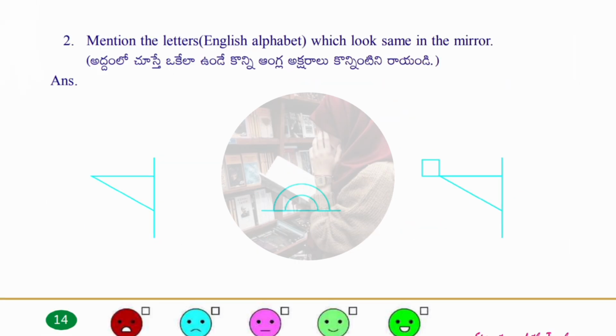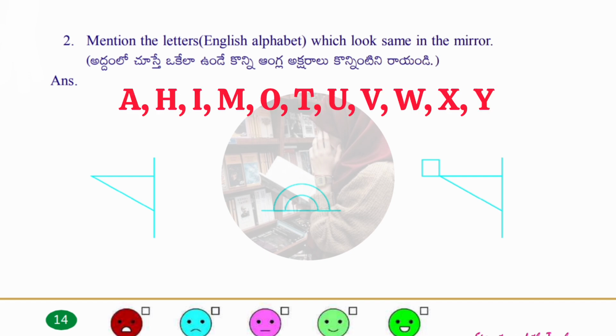Let's move on to the second question, which is mention the letters of English alphabets which look same in the mirror. Here what we have to do, we have to observe the English alphabets in the mirror. If it looks same, then that letter we have to write down here. So the letters A, H, I, M, O, T, U, V, W, X and Y. Only these letters look the same in the mirror. That's why you need to write down these.